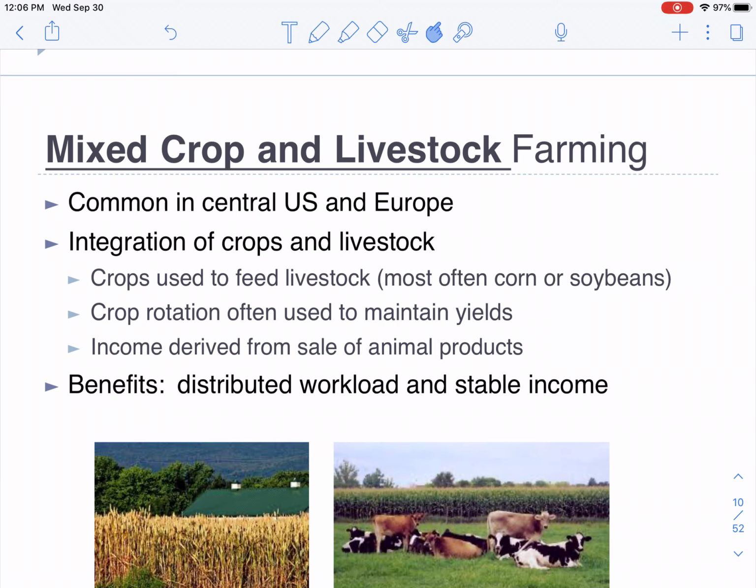The corn or the soybean largely is being used to feed the livestock, and then what's left over, I guess, could be sold off. What you'll also find is a process known as crop rotation that helps maintain the yield, or the amount of food that is coming off of each plant. So the larger the yield, the more food that's coming off the plants. The income for these mixed crop and livestock farms comes from the sale of the animal products. So it could be the meat, the skin, or other parts of the animal that people use for various reasons. One of the benefits of mixed crop and livestock is that the workload is pretty evenly distributed and provides a stable income for those farmers.